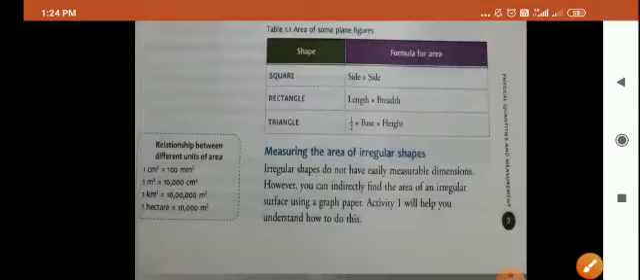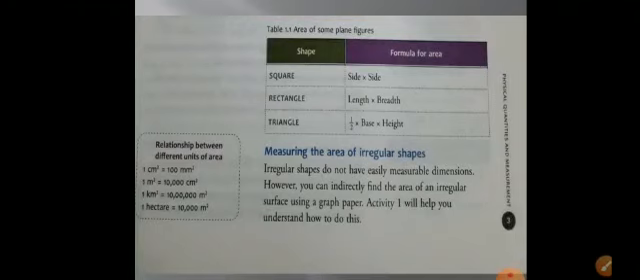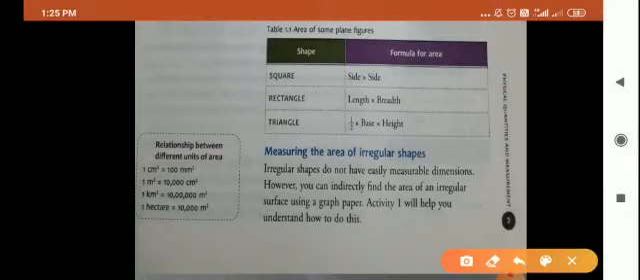Now children, just see. Formulas are given for finding area. Area of the square: side into side. Area of the rectangle: length into breadth. Area of the triangle: half into base into height. Okay, and you must be knowing the property of square and rectangle.